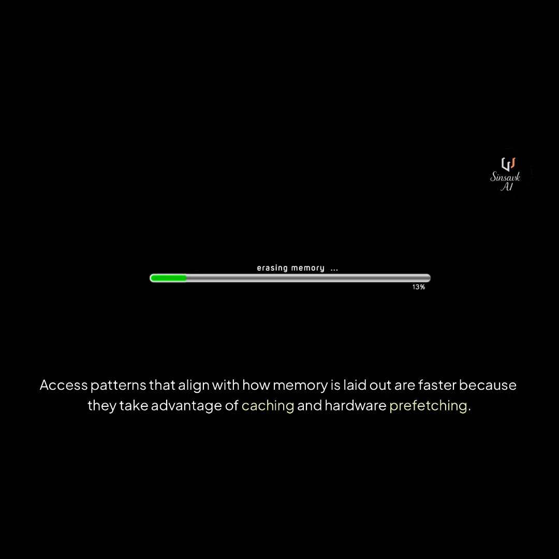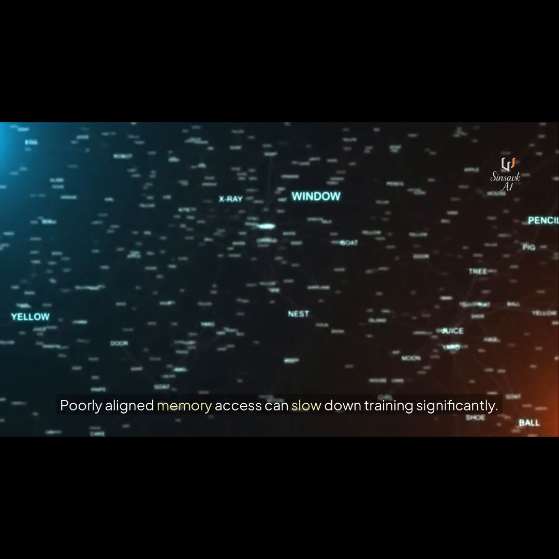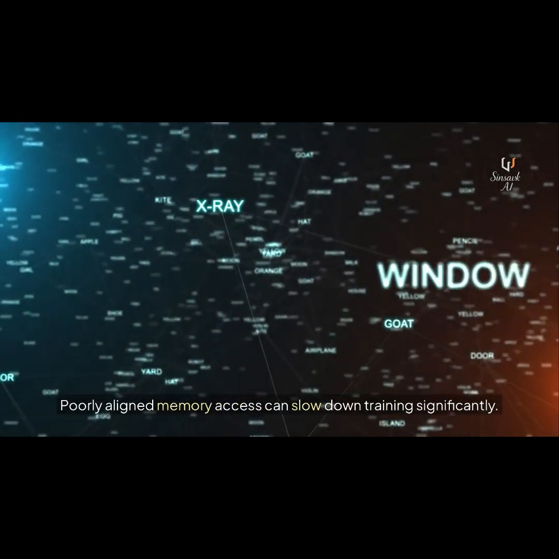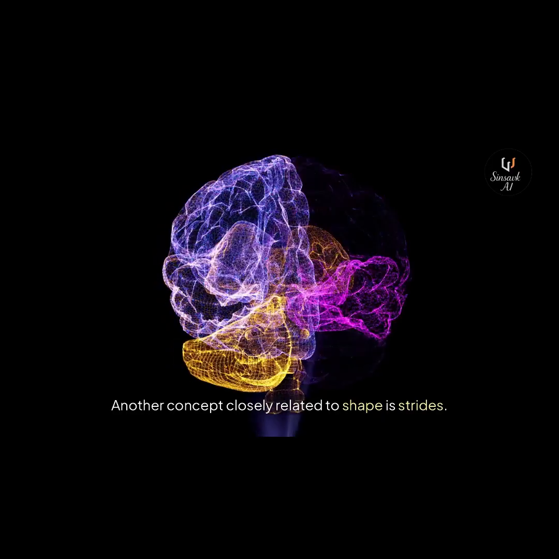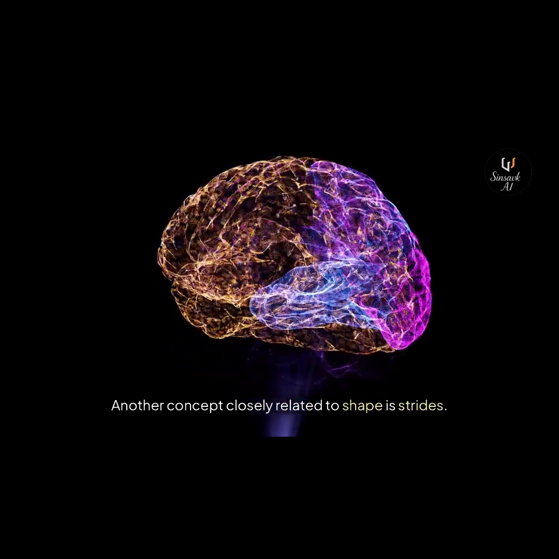Access patterns that align with how memory is laid out are faster because they take advantage of caching and hardware prefetching. Poorly aligned memory access can slow down training significantly. Another concept closely related to shape is strides.